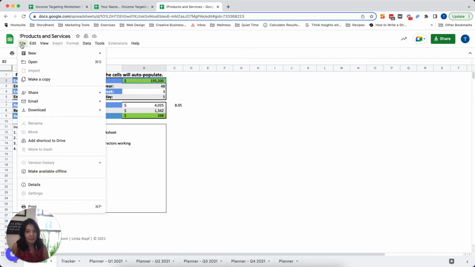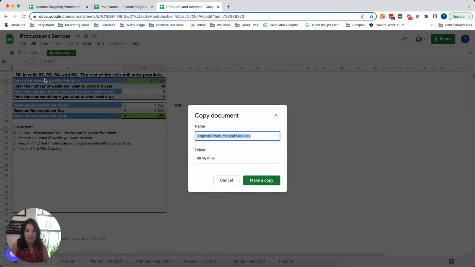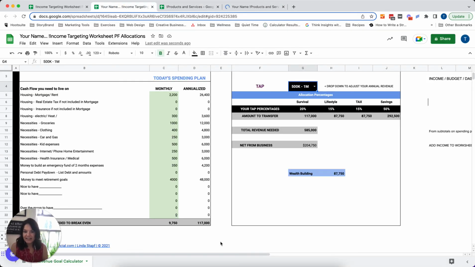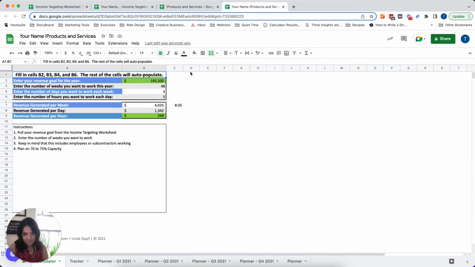So again, file, make a copy, call it what you like. I have mine as my name, products and services. And then whatever the calculation ends up here, 117,000, but the total revenue needed is 585. So, and this worksheet actually has instructions.